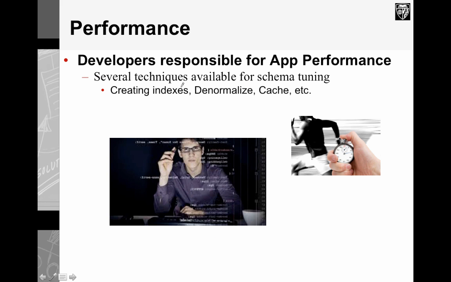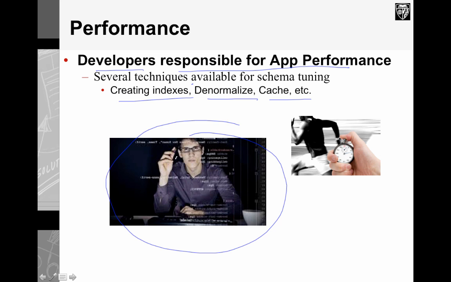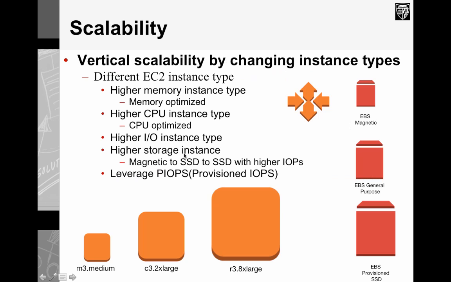But it's important to note that the developers are also themselves responsible for the application performance. And there are several techniques that are available for application performance. For example, you can create indices, you can denormalize the database, you can use caching. So please understand the developers are equally responsible for improving the performance of AWS RDS database.